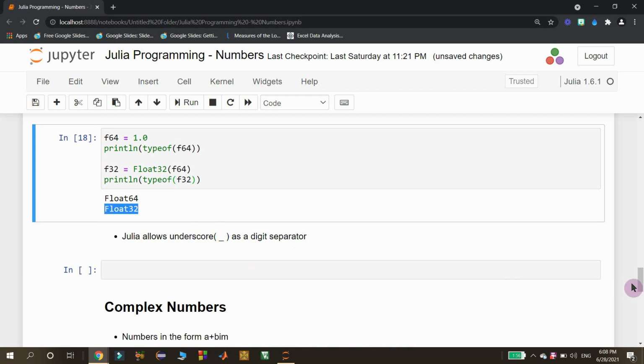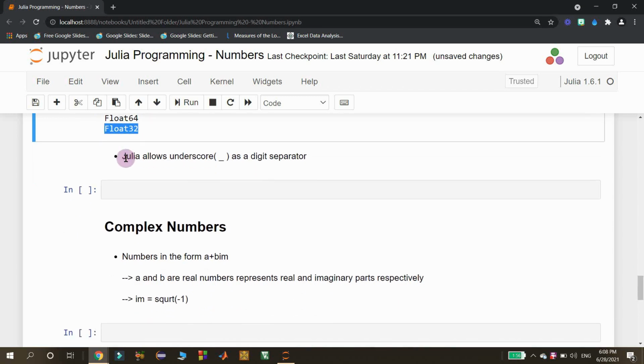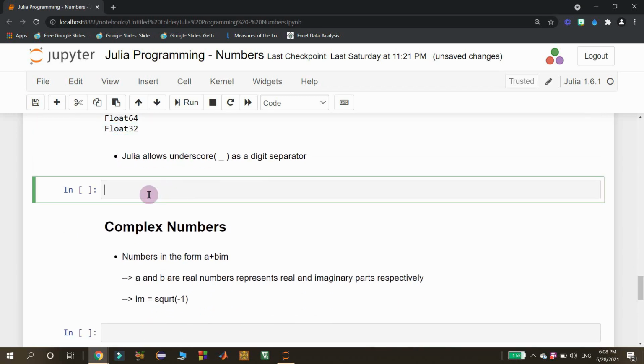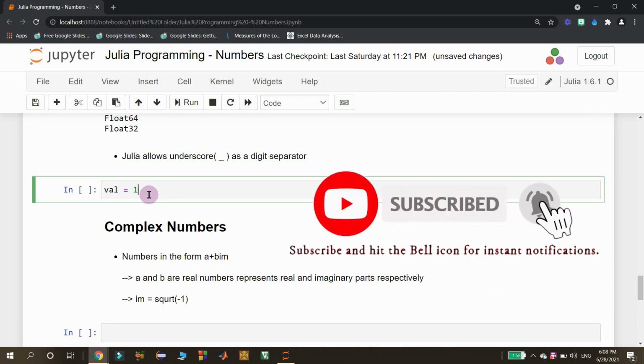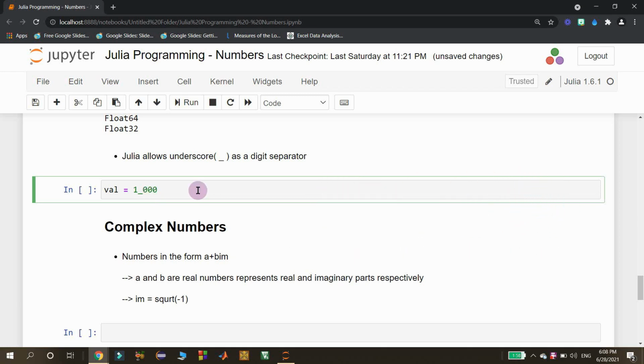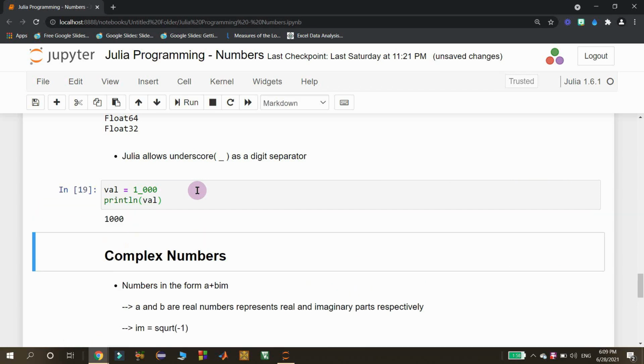And the next thing is the use of underscore as a digit separator. Julia allows the use of underscore to separate the digits. I am taking a variable val and assigning the value 1 underscore 000, which is obviously equal to 1000. Then I display the value present in the val variable, and we got 1000.